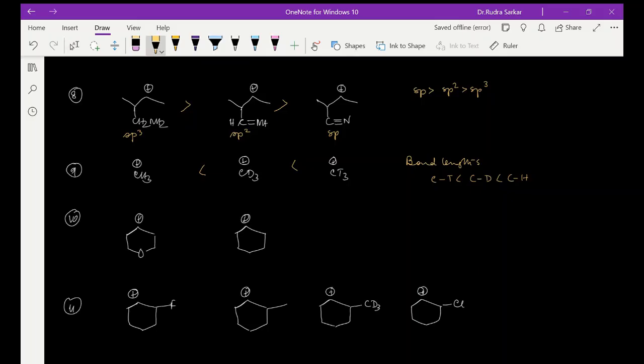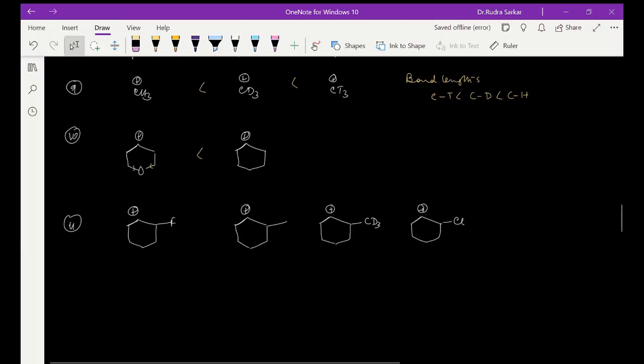Now in question number 10, in the second molecule we do not have any electron withdrawing groups, it is a framework of carbon. But in the first molecule we see there is oxygen, which is going to be pulling electron density from both the carbons to which it is attached. So it will be destabilizing the carbocation, and so molecule number 2 will be more stable than molecule number 1. In question number 11, we have been given, so this is CH3.